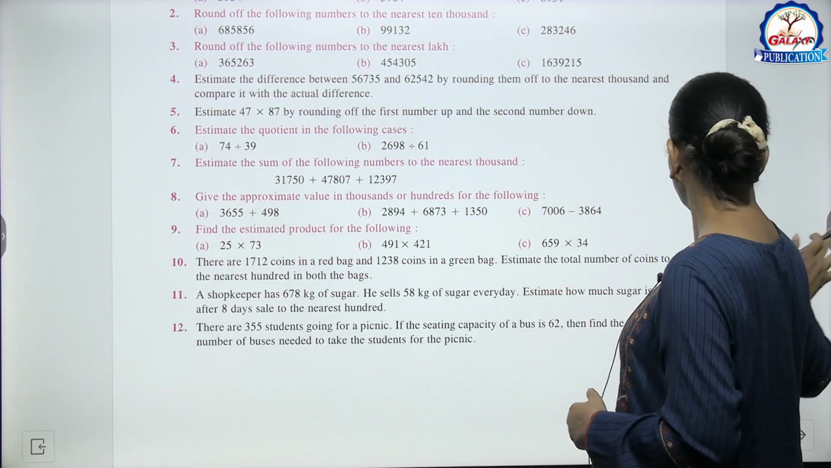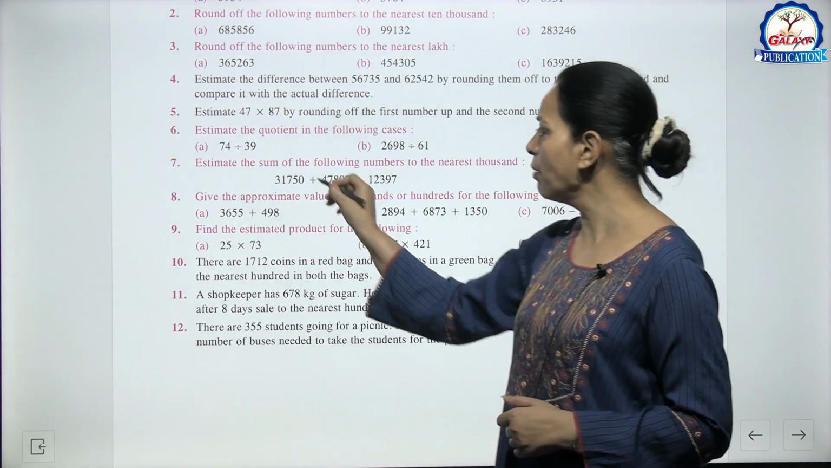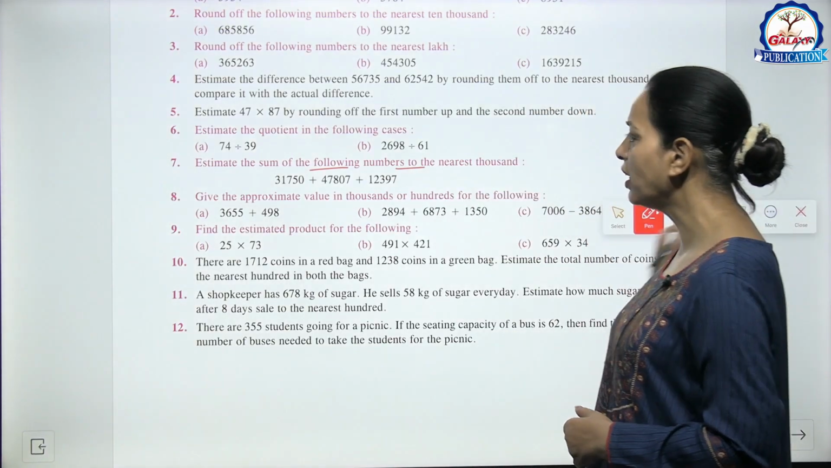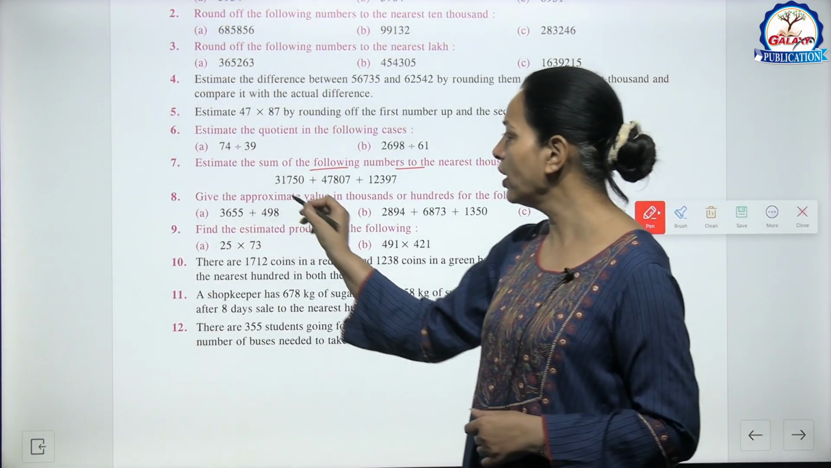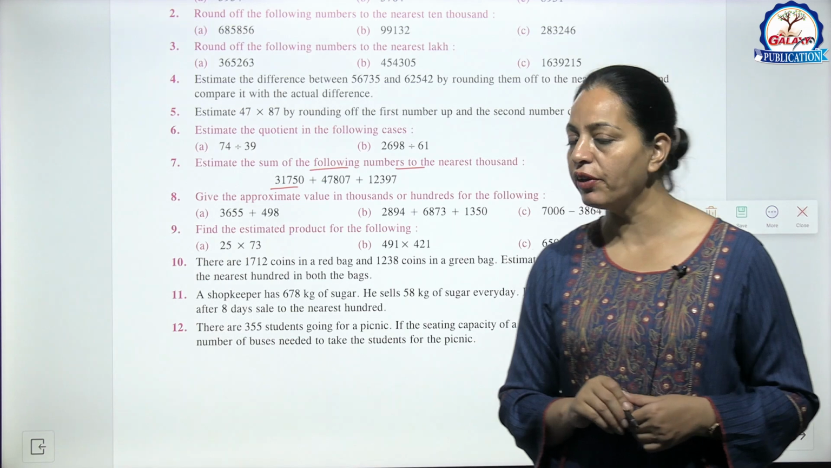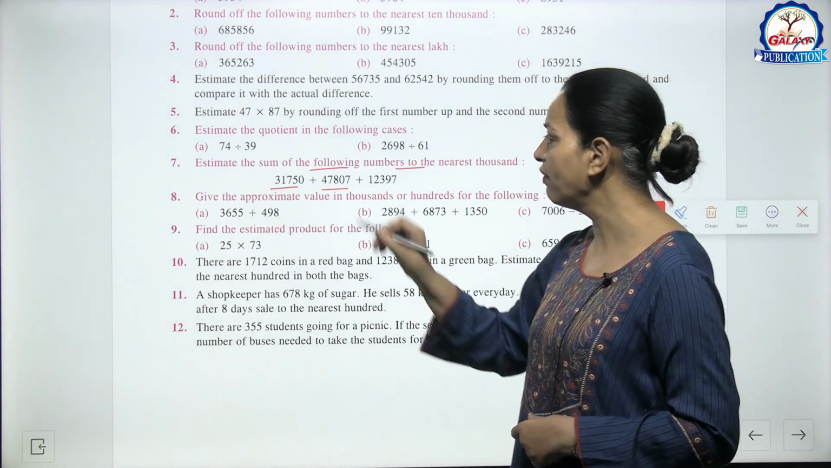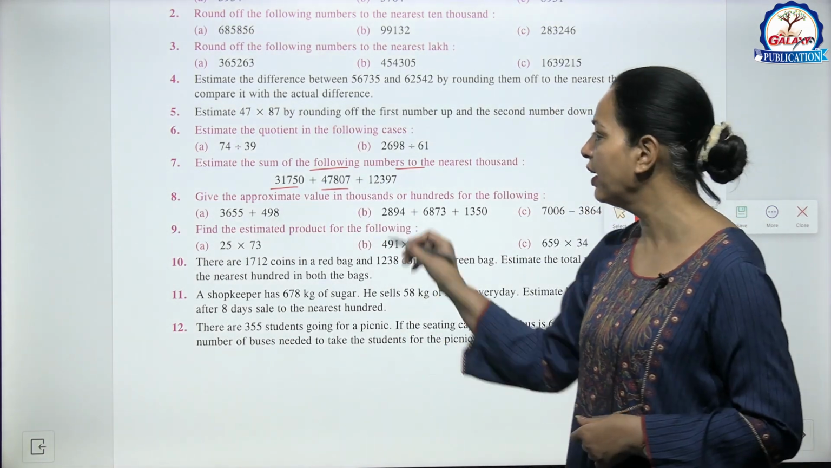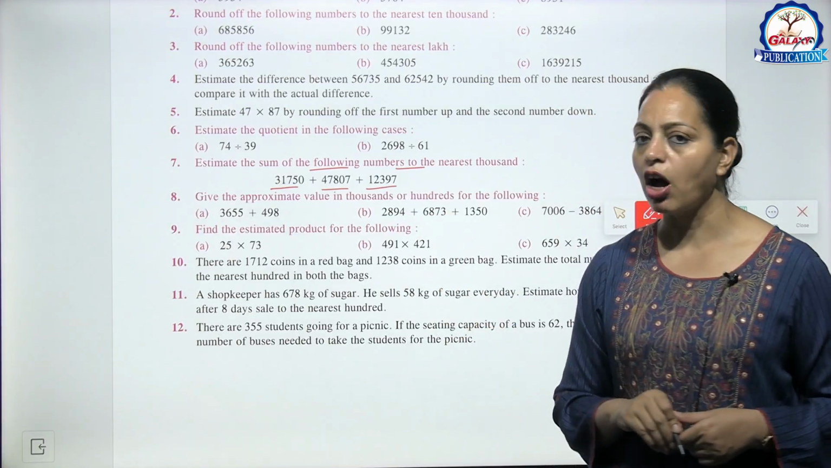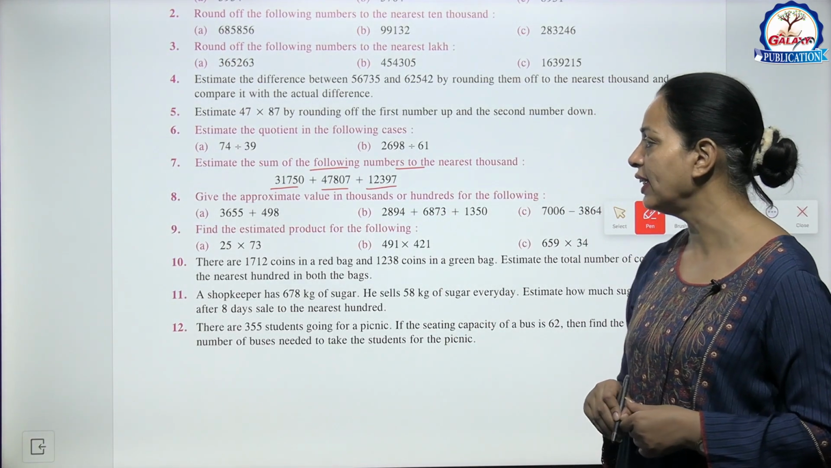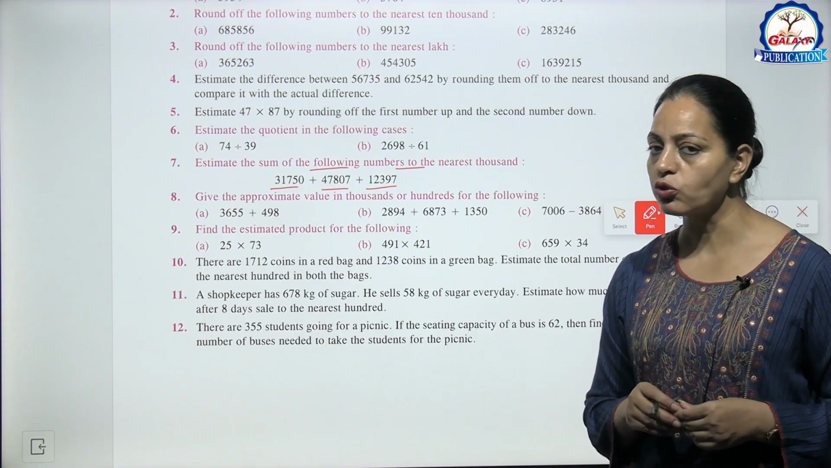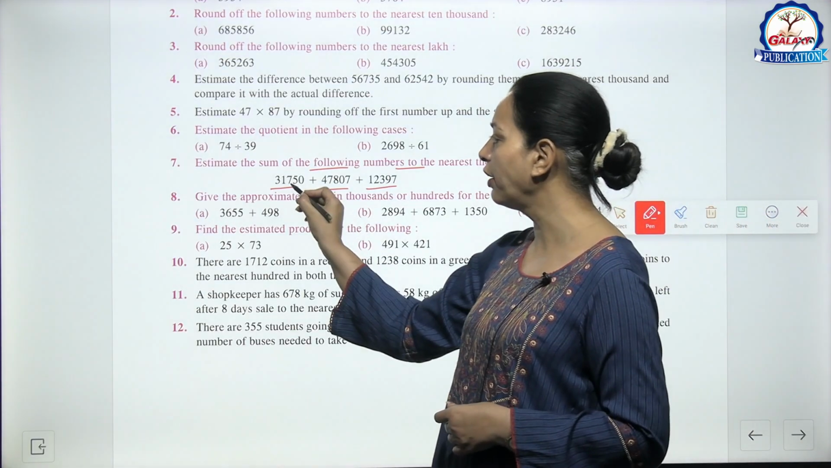Now see the 7th question. Estimate the sum of the following numbers to the nearest thousand. So here this is 31,750, 47,807, and this is 12,397. So nearest thousand, it means you have to see 100 digit.